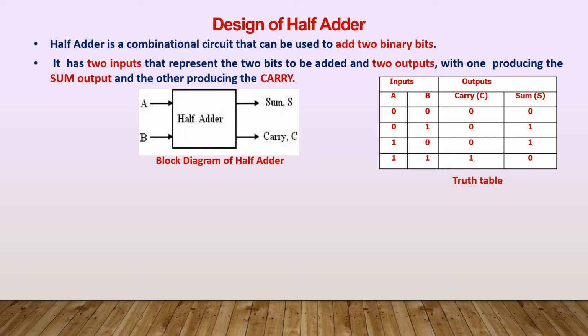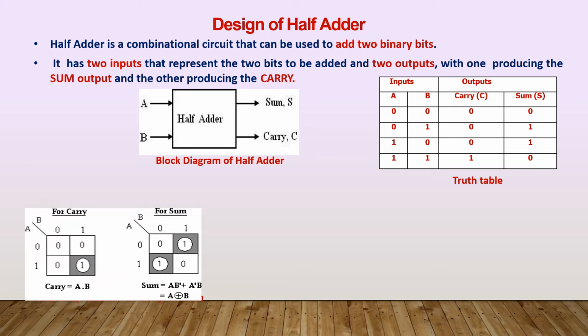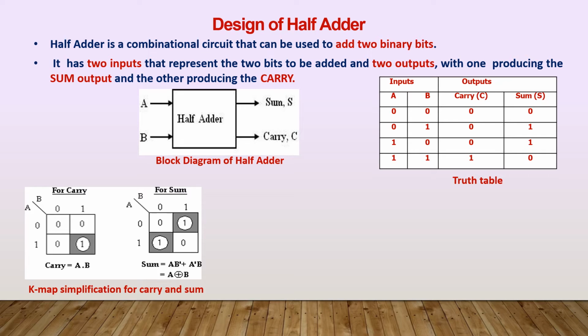Next, by using either the algebraic method, K-map or tabulation method, we can simplify the Boolean expression. Here we are going to use the K-map. Before using the K-map, first we have to decide the type of K-map to be used. It is based upon the number of input variables. According to this half adder, how many input variables are there? 2, that is A and B. So we are going to use a 2 variable K-map. This is the 2 variable K-map for carry, and similarly for sum.